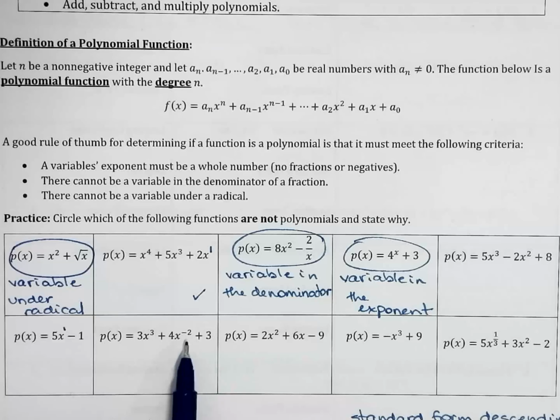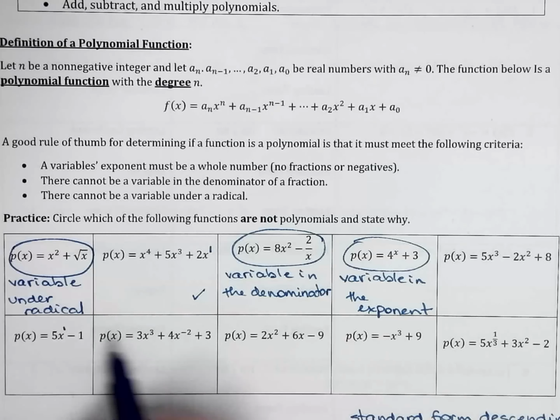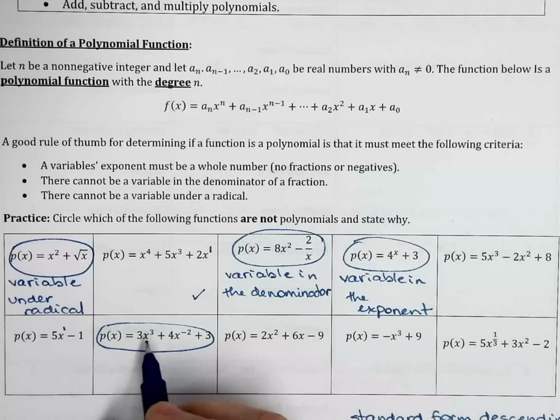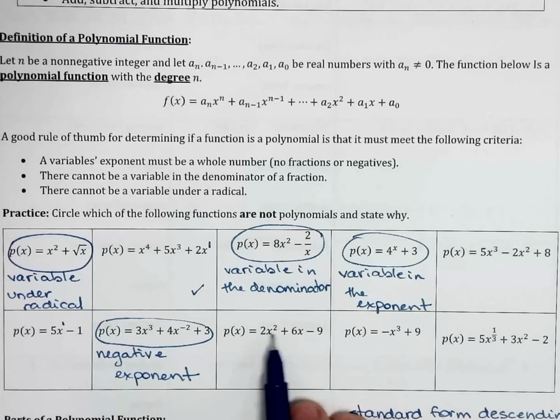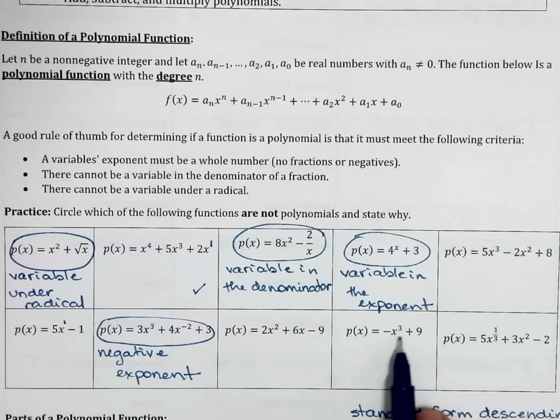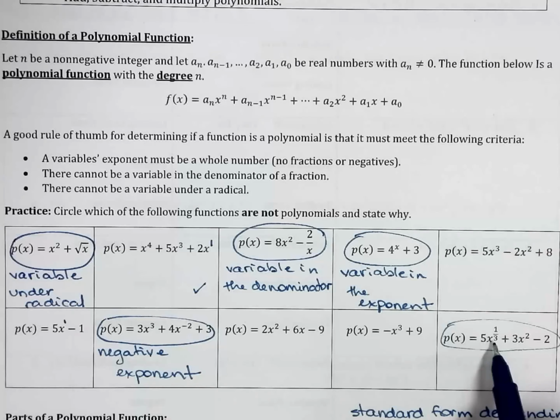Oh, this one, even though you have a whole number right there, there's a negative exponent, and it can't be. So this one is not a polynomial because you have a negative exponent. This one is nice and pretty, all whole numbers. This one is nice and pretty. Just watch out that this negative belongs to the variable, it does not belong to the exponent, so don't fall for this one. And this one is not a polynomial because of this guy right here. You have a fraction on the exponent.